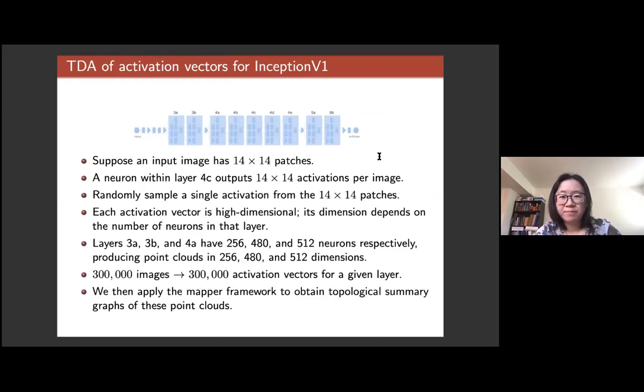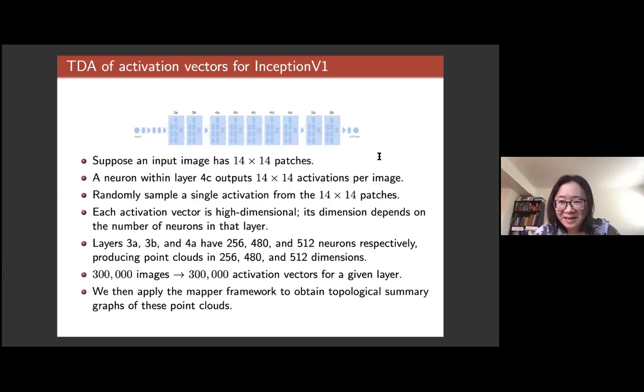Okay, all right, here is a little bit more detail. Suppose each input image we put in has 14 by 14 patches. They are partially overlapping patches. Let's say I focus on layer 4C, and each of those patches is going to give me an activation. Then I'm only going to sample one of them. Each activation vector is now a high dimensional vector, and its dimension depends on the number of neurons. For example, layer 3A has 256 neurons, so all the point cloud from that layer is 256 dimensional. Layer 4A has 512 neurons, so the corresponding point cloud is 512 dimensional.